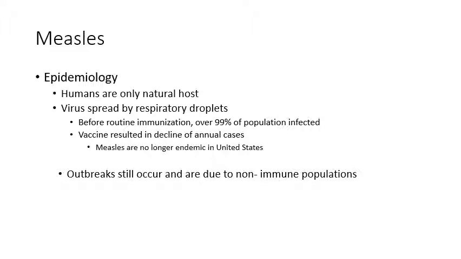Right. Humans are the only host for the measles, so we don't see any other animals that carry this particular disease. But because it is so highly infectious, it is somewhat difficult to control. Although widespread use of vaccines creates herd immunity that reduces the spread.